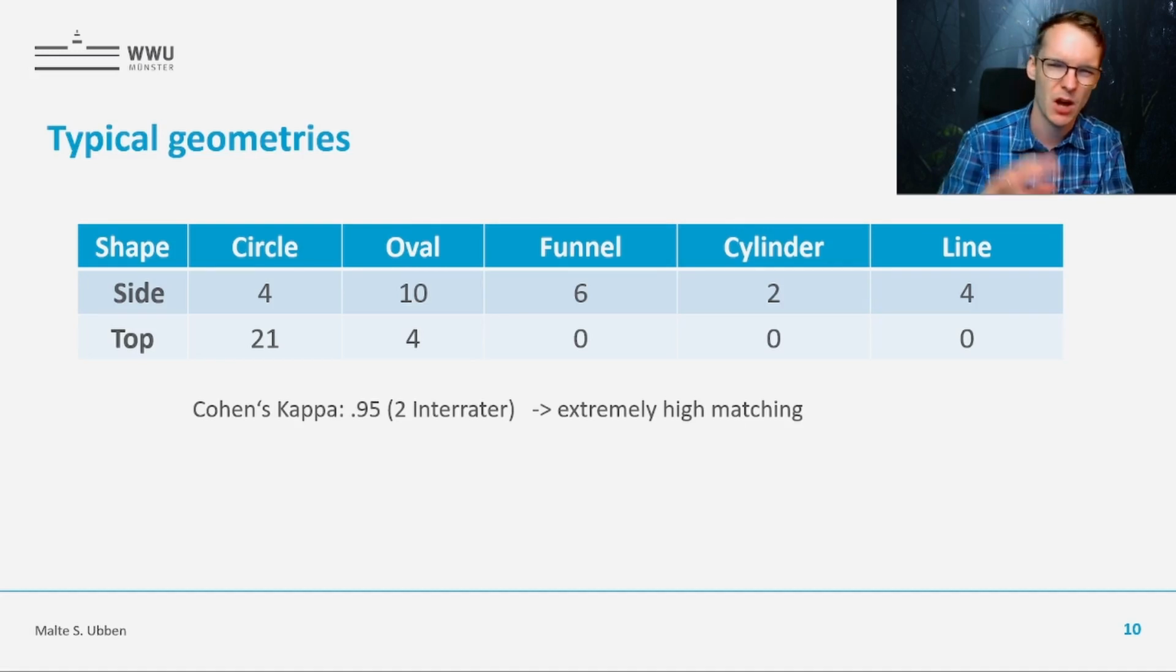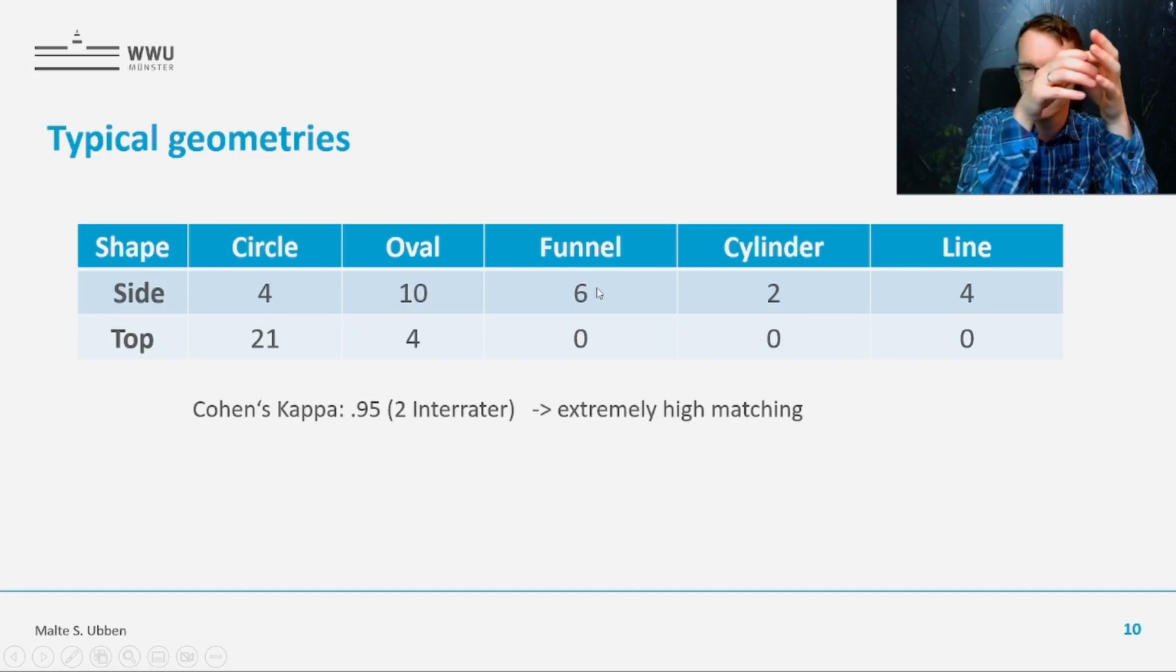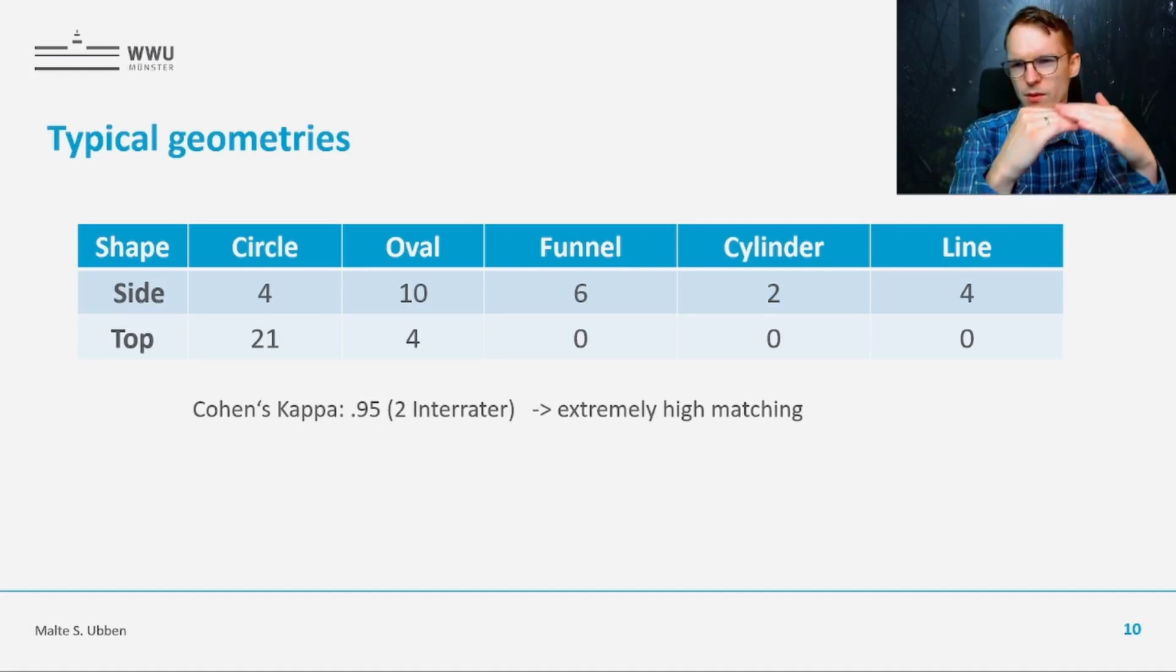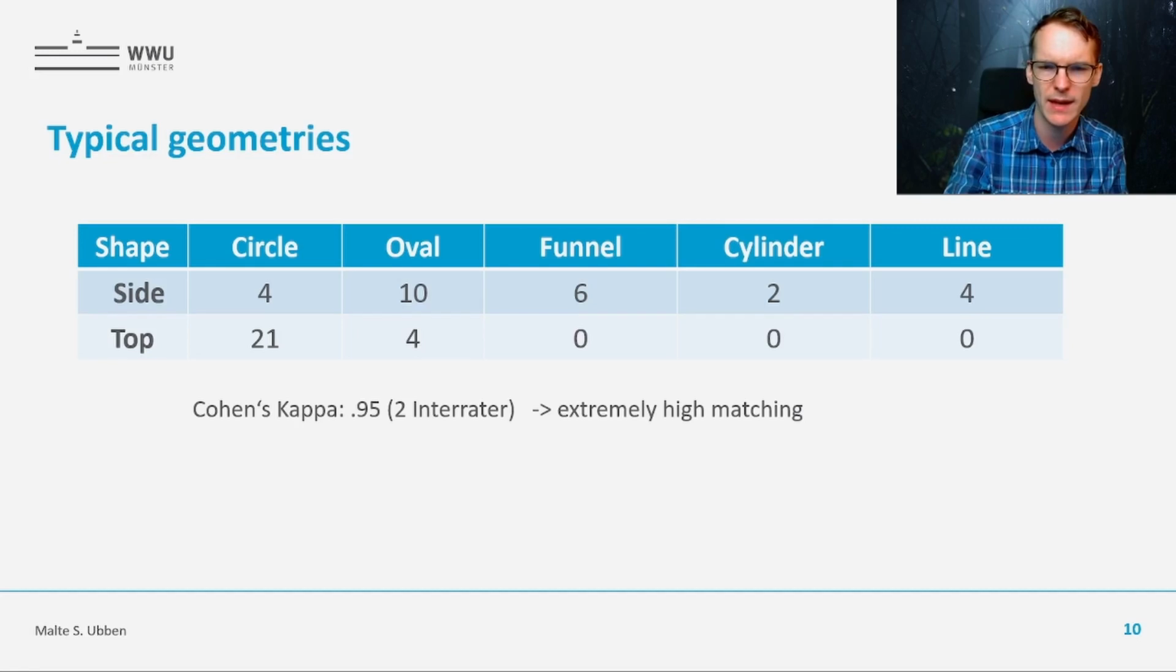On the side, only 4 drew a circle, so it would be a sphere then, or an oval, an ellipsoid then. But also 6 drew a funnel-like structure, and 2 drew something like a cylindrical structure, which in the end we also added to the funnel because it was also a bit funnel-like. And then 4 drew a line, so that would also be a disk. We intercoded that, and we had extremely high matching. So our sorting of the pictures was in line with the other people in our group that did it. So it was pretty good results.